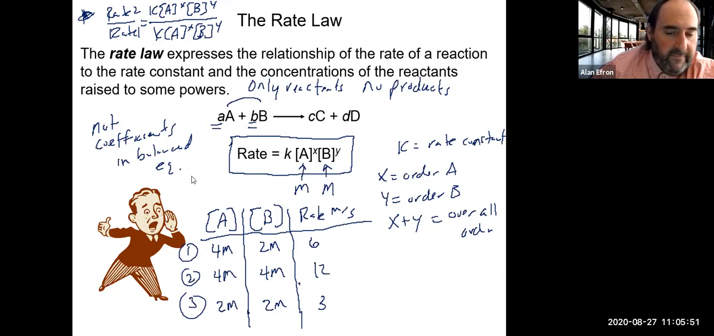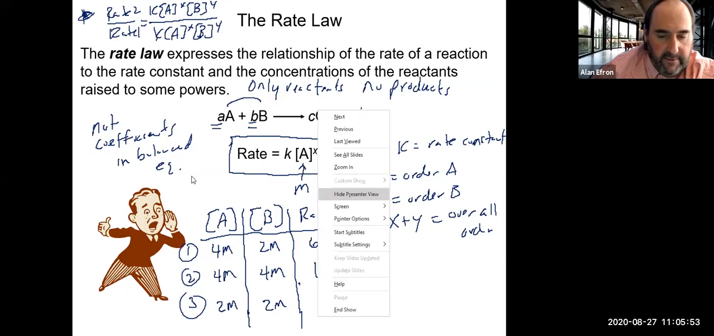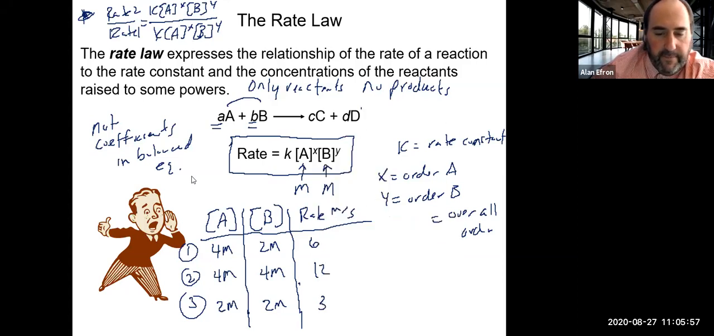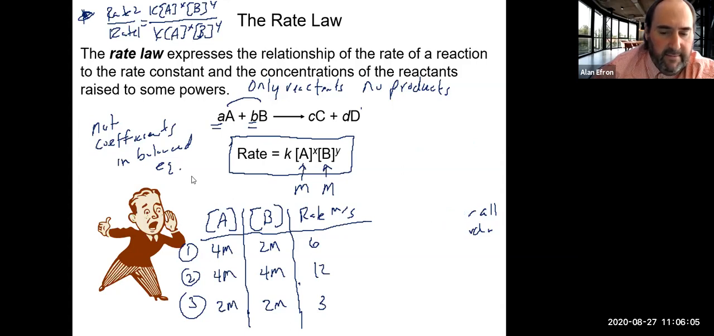What you are looking for when you go to that table is you're looking for 2 entries in that table where one of the concentrations remains the same and the other one varies. The idea behind this is, in math, right, you don't want too many variables. So for example, in my made up one here, hopefully it'll work.